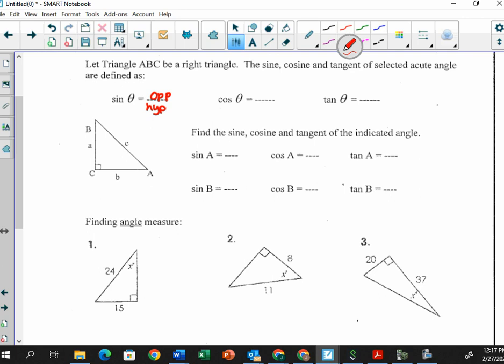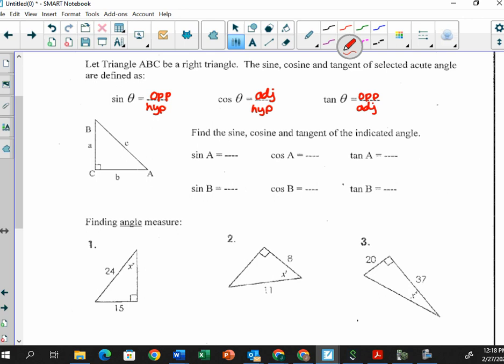What is cosine? Okay. What is tangent? Okay. Hopefully we know those at this point. We've done those for a while now.